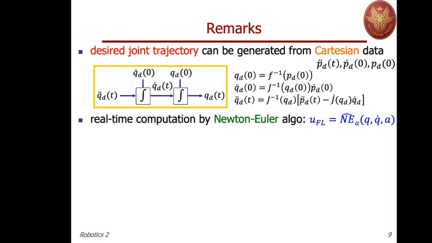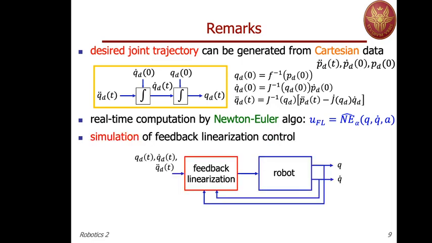So this gives a complexity which is linear with the number of joints for the real-time computation of the feedback linearizing controller. And this is a very powerful result. So again, as I said, you use the Euler-Lagrange modeling in order to design and analyze the control laws, but when you implement control laws, you tend to use a Newton-Euler version when you implement model-based controllers, in particular, in this case, trajectory tracking controllers.